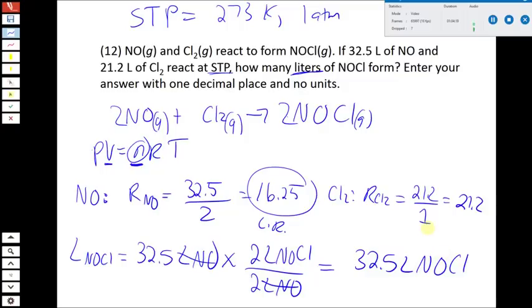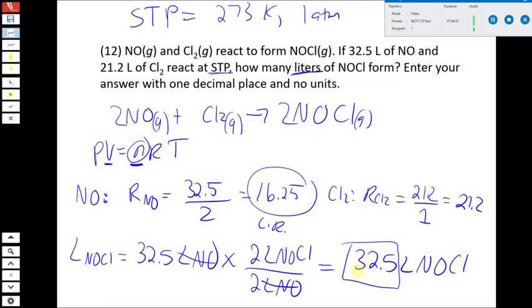All right? So again, there's no reason why you couldn't have calculated moles of each reactant, then calculated moles of product, and then used PV equals nRT again to go back into volume, but this saves us a lot of time if we just treat the mole ratios as volume ratios.